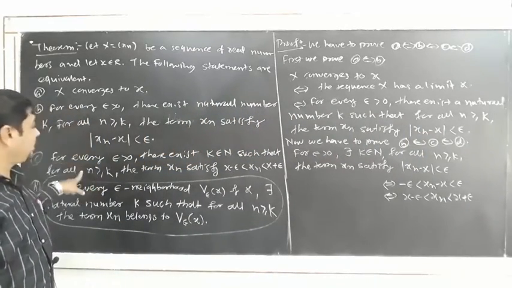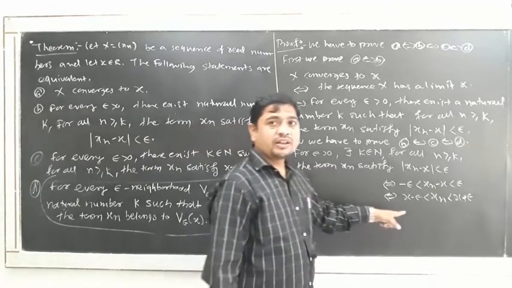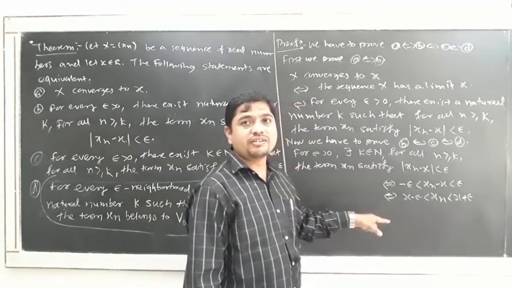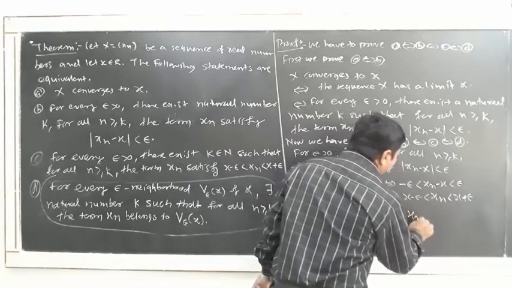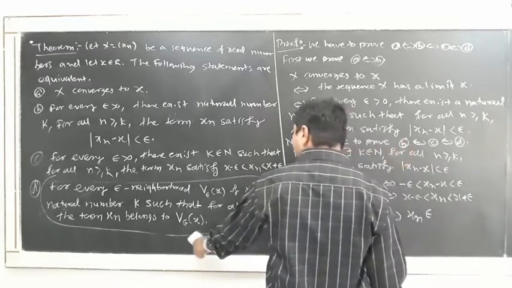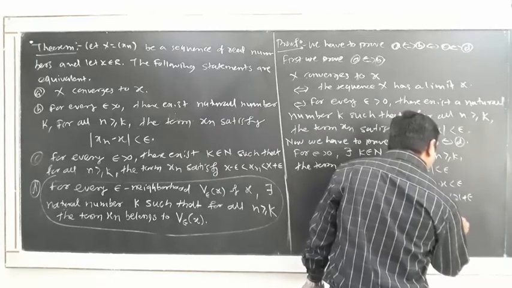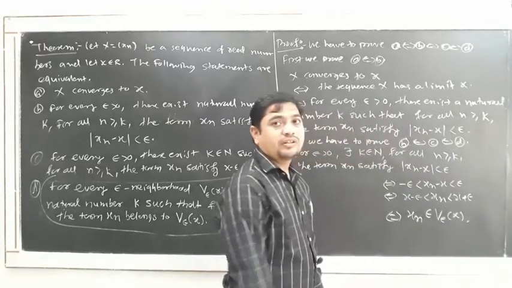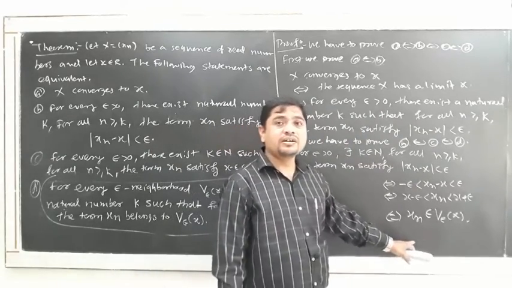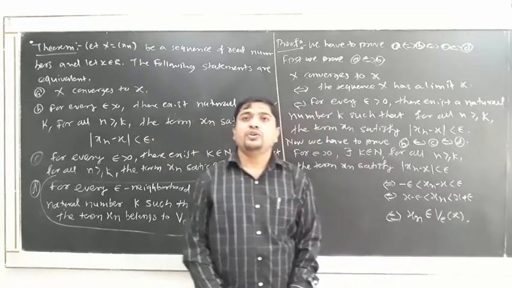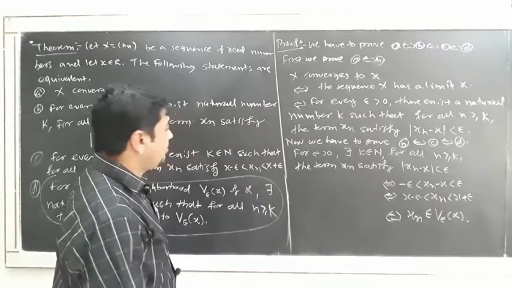So from B we get C. What is this? This says that all the terms xn lie between these bounds, that is, in the epsilon neighborhood V_epsilon of x. That means all the terms xn lie in the epsilon neighborhood of x. So this is the proof of this theorem.